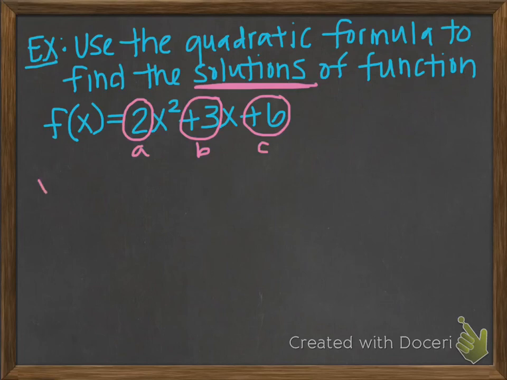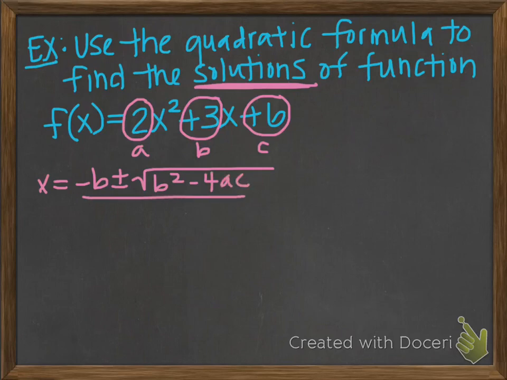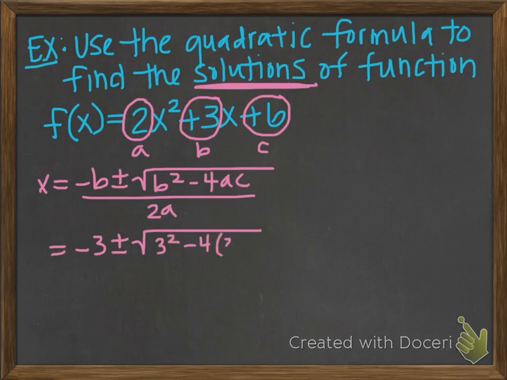Let's go ahead and write down our quadratic formula. Negative b plus or minus the square root of b squared minus 4ac, all over 2a. Let's plug in our numbers. Negative b is the opposite of b, so since our b is 3, we're going to put -3, plus or minus the square root of 3 squared minus 4 times a, which is 2, times c, which is 6, all over 2 times a, which is 2.